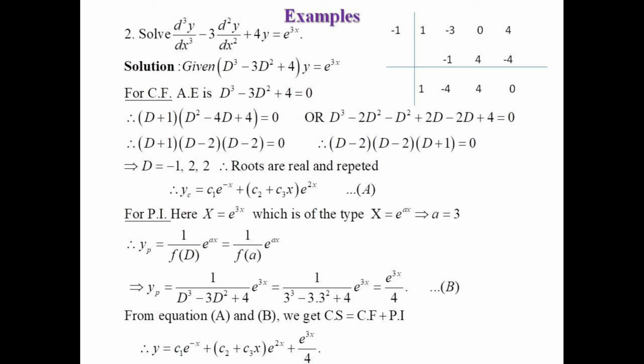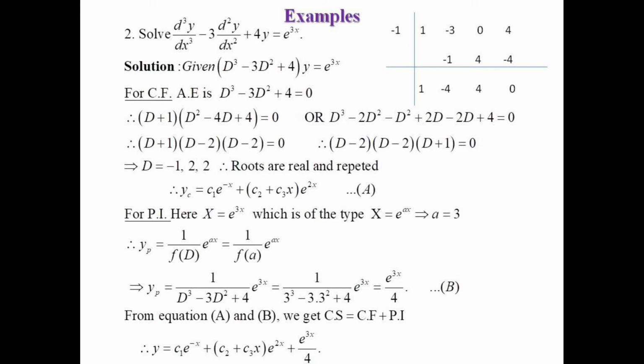If we simplify this denominator carefully, then we get the value of the denominator as 4. That means the D term is absent from the denominator, which indicates that we have got the value of the particular integral of the given equation. So the particular integral is e raised to 3x upon 4.